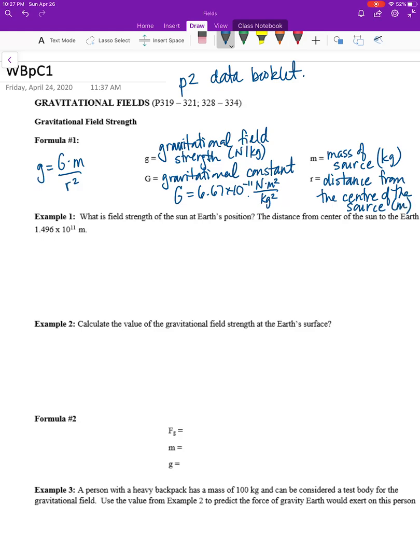Okay, so physics is a whole bunch of word problems. In order to do word problems, you just need to write down what you know, and then figure out what equation you need to use, and then solve for your answer. Okay, so let's take a look at example number 1. They want to know what is the field strength of the sun at the Earth's position, and the distance from the center of the sun to the Earth is 1.496 times 10 to the 11 meters. So first thing we need to do is write down what they're giving us. They are telling us here that the distance from the center of the sun to the Earth is 1.496 times 10 to the 11 meters. So that's going to be our r value.